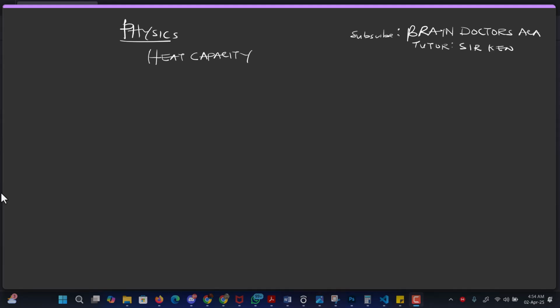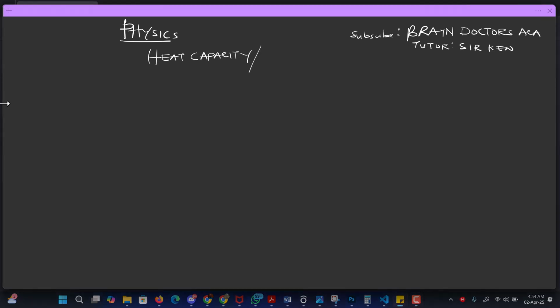So let's start with heat capacity. If you do not call it heat capacity, you can also call it thermal capacity. Now, what is this heat capacity or thermal capacity? Before I explain what heat capacity is all about, I need to give you the formula of heat, or quantity of heat. Whenever you hear the word heat or quantity of heat, we normally represent it using H.